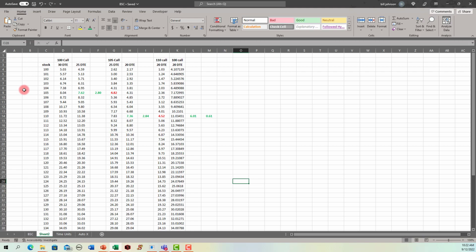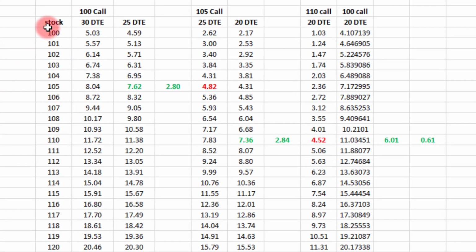Okay, so now we're into an Excel spreadsheet, and what I've done is I've just run some option prices through a pricing model. We have some stock prices here in the first column. We have the $100 call with 30 days to expiration, and then with 25 days to expiration. Over here, we've got the 105 strike with 25 days and 20 days to expiration. And then over here, we've got the 110 call with 20 days to expiration. Right next to it, we have the original $100 call, also with 20 days to expiration. Yes, I know it looks confusing, but I just wanted to at least explain the columns.